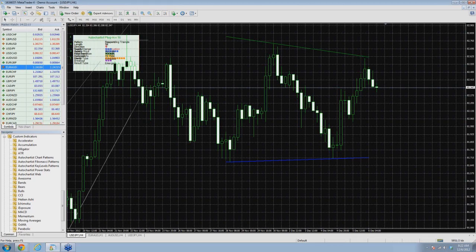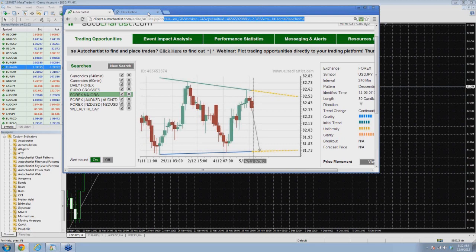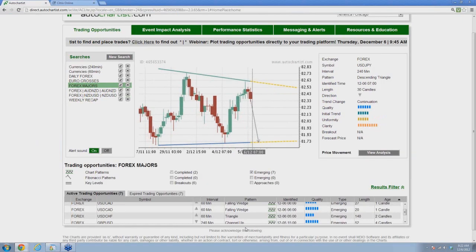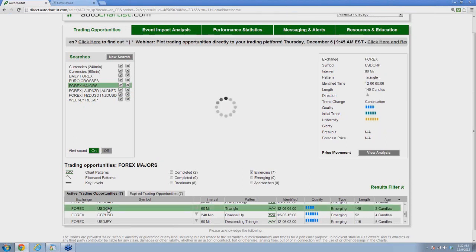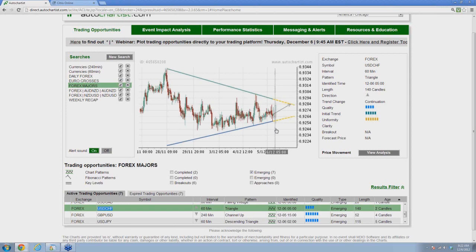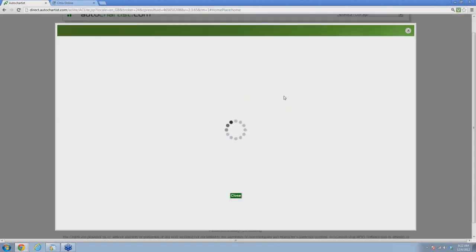Now, when I switch back to the platform, let me move this chart over. When I switch back to this platform, I like to trade triangles. Here's a 60-minute on the US dollar Swiss. So when I click this on my platform, I'll see this triangle formation. The reason why I like to look at the triangle formations first on these platforms is because I like to trade non-trending patterns. And that's what we're looking at right now.